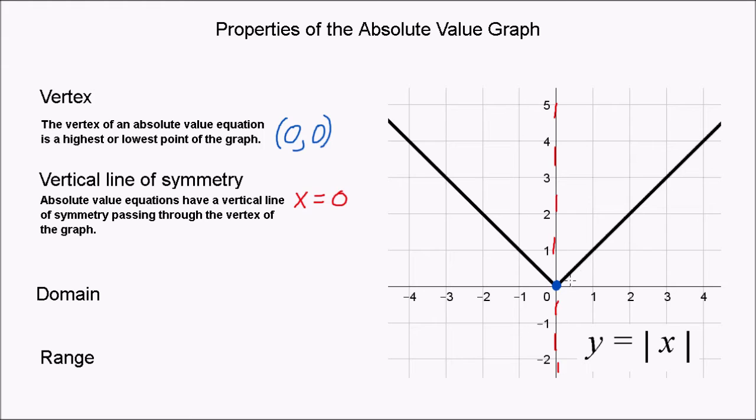The domain of an absolute value equation graph, the domain of an absolute value equation is all real numbers. That means you can take the absolute value of any real number. So if visually on this graph, say I selected the value 1.5, the absolute value of 1.5 is 1.5. The absolute value of negative 2.1 is positive 2.1. So for every x value, you can take the absolute value of that number.